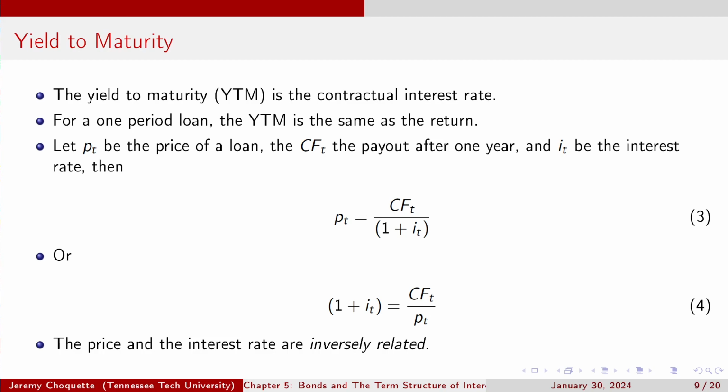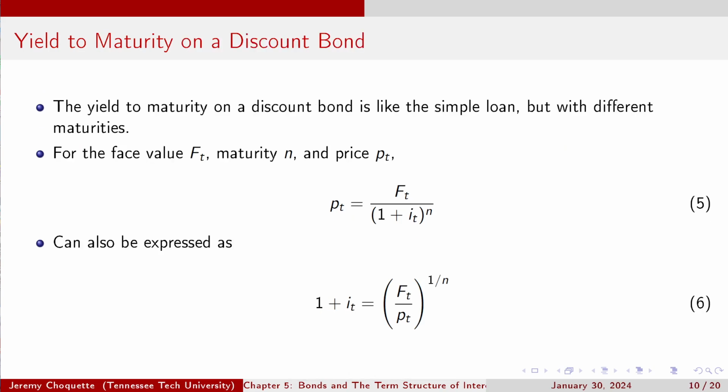Now, here's what's really interesting. I'm sure you've heard me talk before about bond prices and interest rates and how they are inversely related. This is actually how they're inversely related. If the interest rate goes up, because of the fraction, the price will go down. The price goes up, the interest rate goes down. Prices of bonds and interest rates on bonds are inversely related.